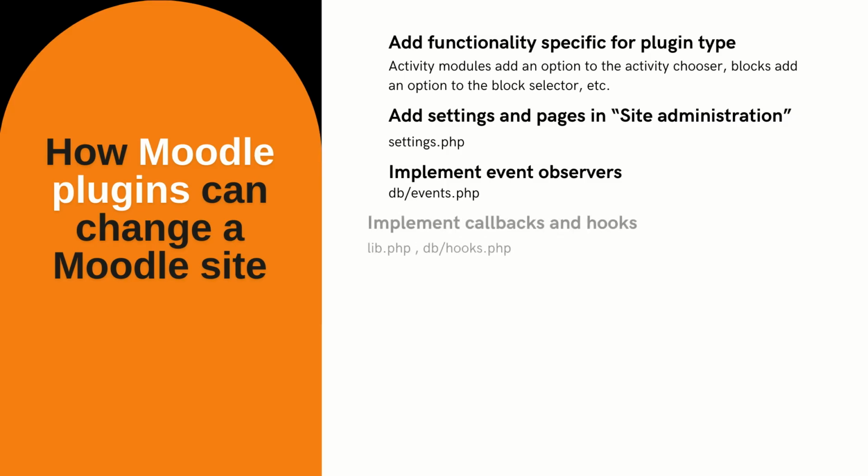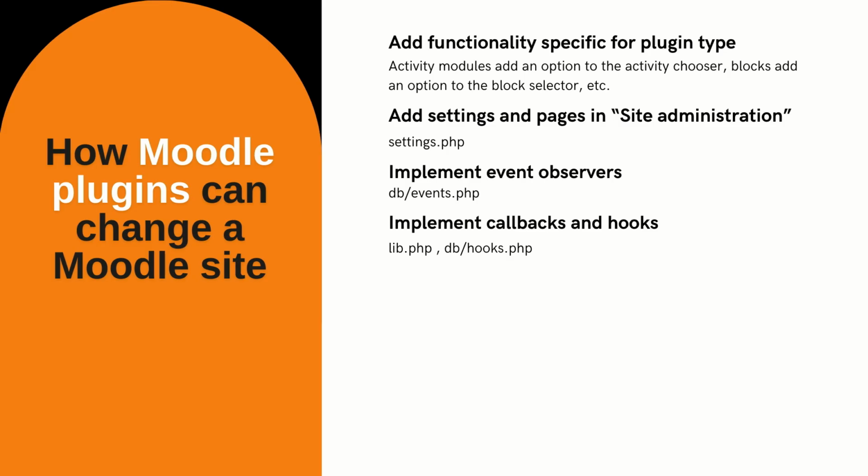Fourth, plugins can implement callbacks and hooks. Hooks were introduced in Moodle 4.3, and Moodle is gradually replacing callbacks with hooks. Depending on the Moodle version, certain functionalities will be available either as a callback or as a hook. Unlike event observers, hooks and callbacks can also return information to the caller.